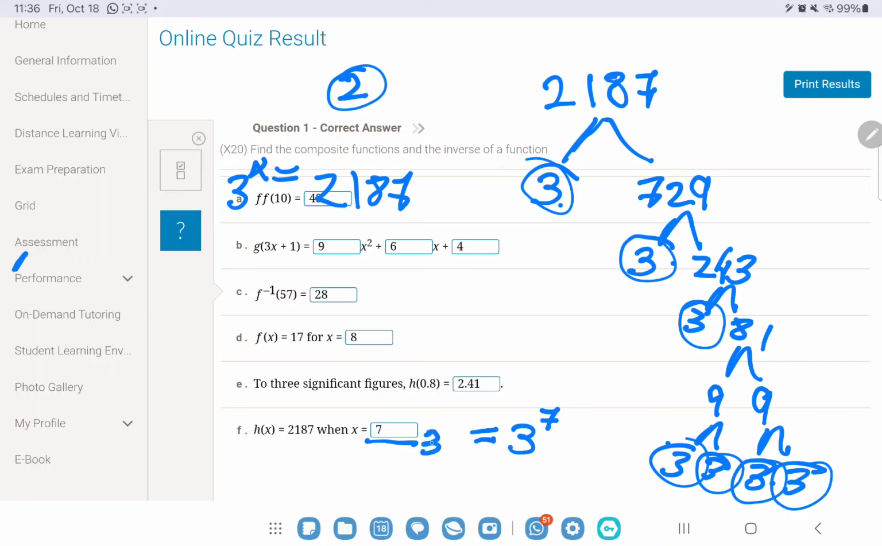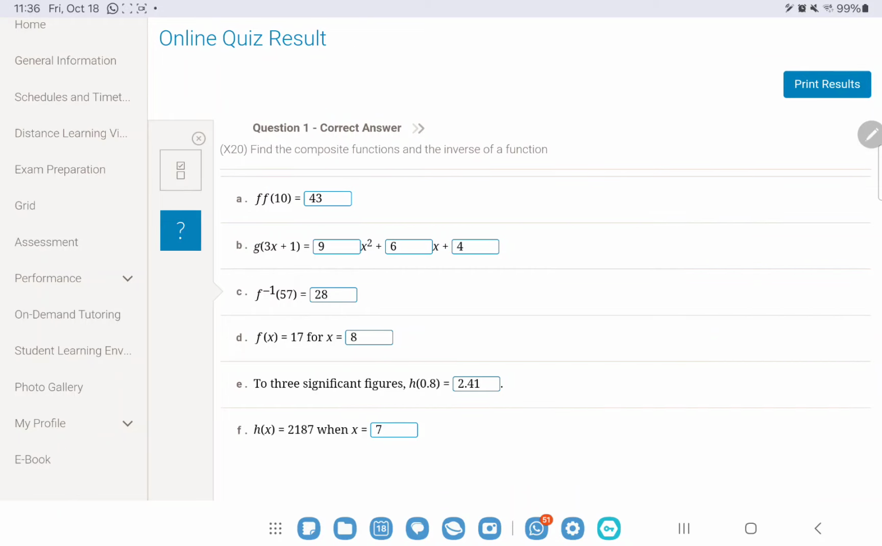So 3 to the power of x equals 3 to the power of 7. So x equals 7. These are your two ways you could solve it. Both ways are going to give you the same answer. You pick whatever is easier for you. And that's it for this question. Now let's move on to the next one.